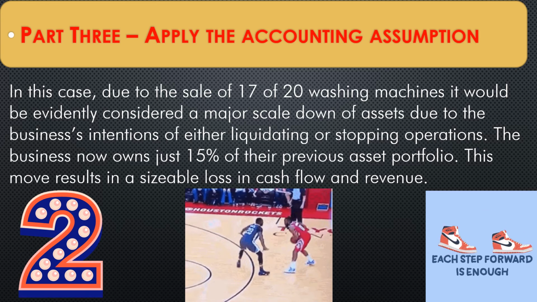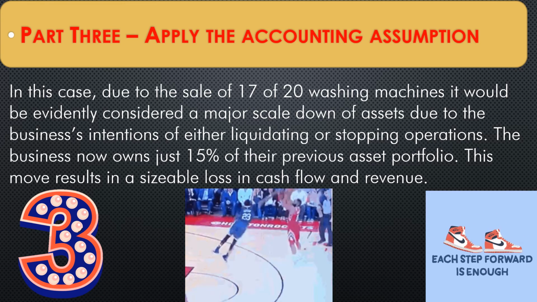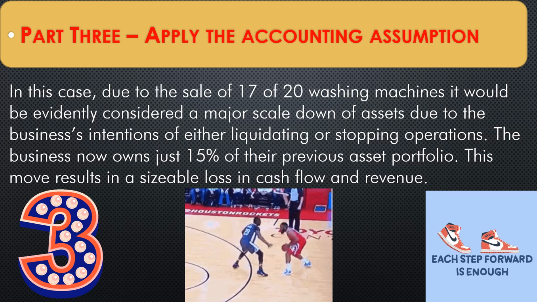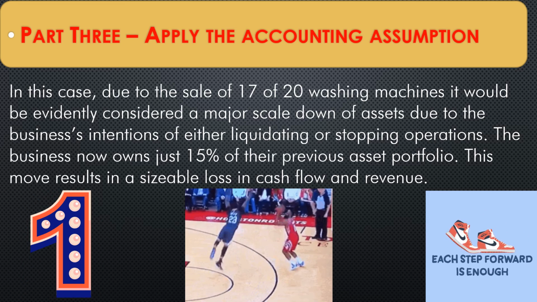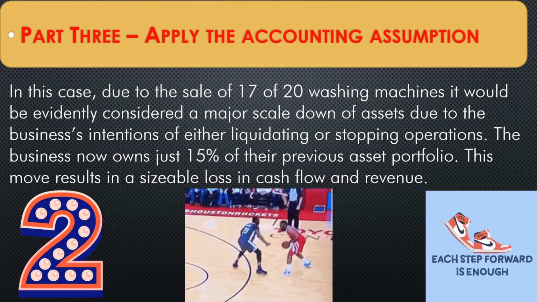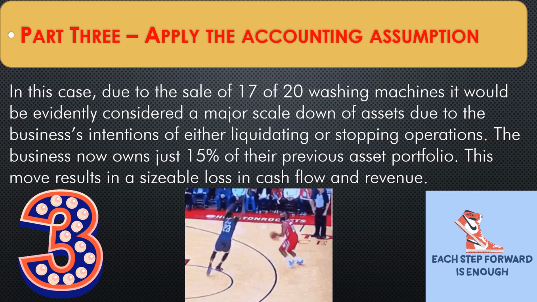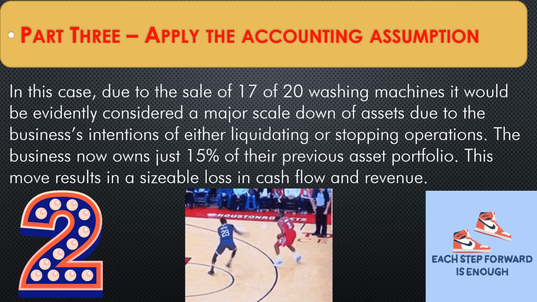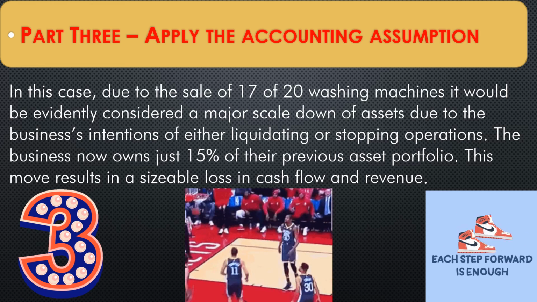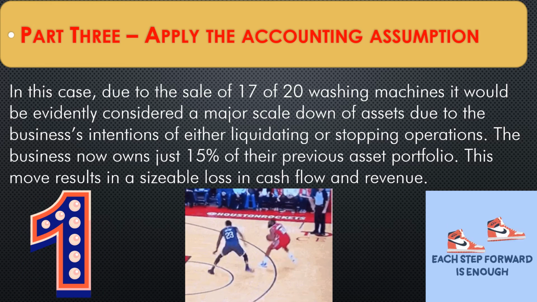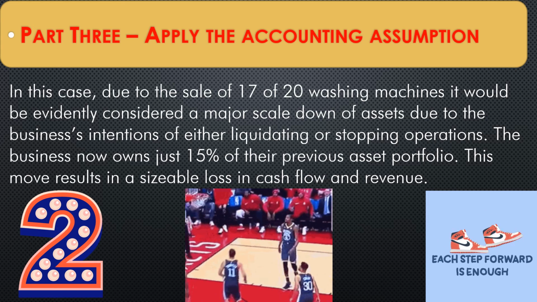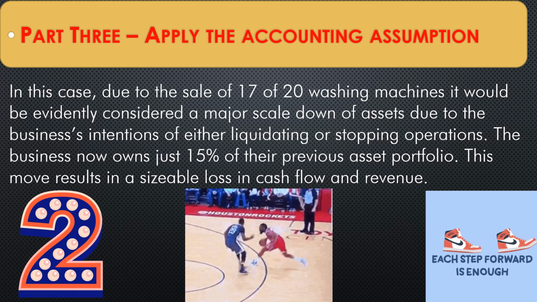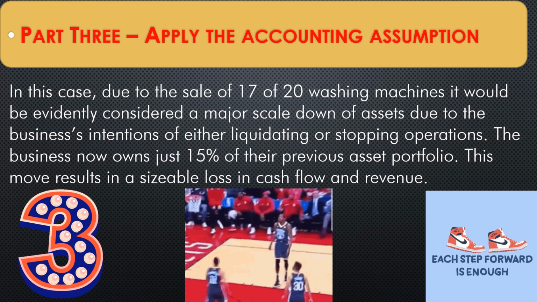So I've actually applied the going concern characteristics here, and in this case, as I said previously, 17 out of the 20 sale of washing machines would be considered a scale down of assets due to the business intentions of either liquidating or stopping operations. The business now owns just 15% of their previous asset portfolio. This move results in a sizable loss of cash flow and revenue.